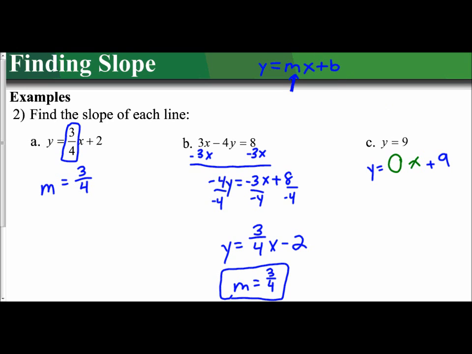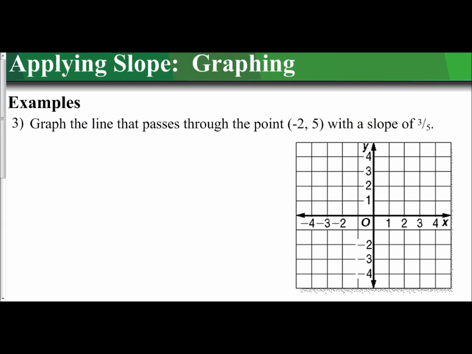And so if I look here, my slope is 0. And we're going to examine example C in one of the other videos because this is a special type of line. This is a horizontal line. In one of the videos we're going to look at slopes of horizontal and slopes of vertical lines. So this concept will be examined again in another video if you don't quite understand what's going on. So let's switch over to applying slope with graphing.